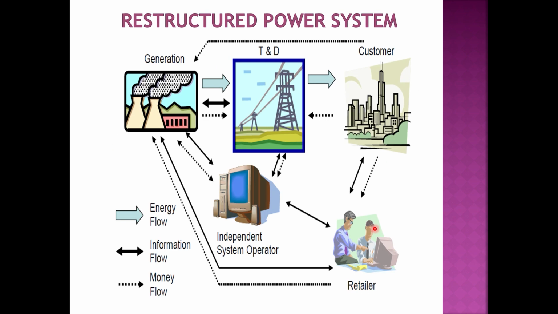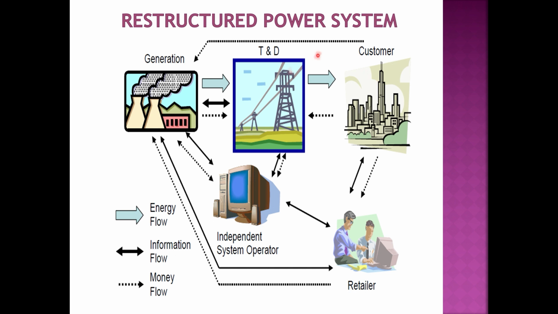This is the structure of the restructured power system, in which you can observe the energy flow, information flow, and the money flow. See here, this blue arrow represents the energy flow, the information flow is directed both sides, and the dotted arrow represents the money flow. If you observe this figure, the energy flow will be from generation to transmission, then transmission and distribution, and then to the consumer.